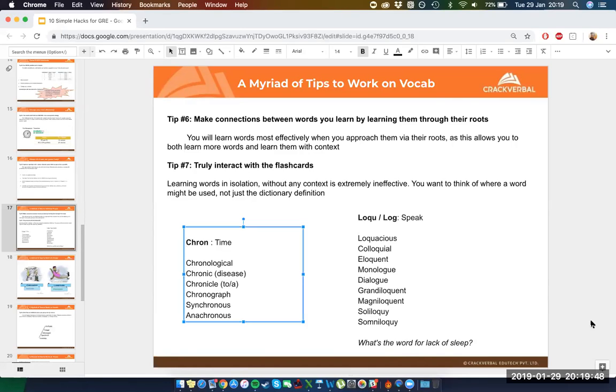Now, from cron, we know a bunch of words. We know chronological. When things happen in chronological order, they happen in time order. When a disease is described as a chronic disease, it means it's a disease that has impacted you for a long period of time, that it has been around for a long time. And for something that's a little bit less PG-13, there's a strain of marijuana called the chronic. The reason it's called the chronic is because the effects of that strain of marijuana last for a long time. So the word chronic is used in a variety of situations related to time. Something is chronic if it is over a long period of time.